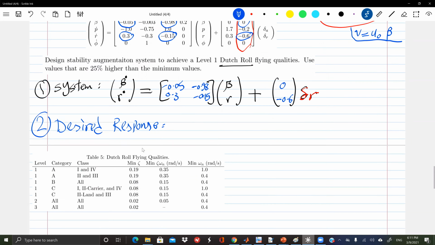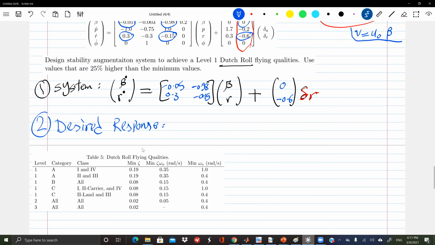Is it equally acceptable to pick the zeta min and zeta omega n min, and then you'd get a higher value for omega n? That's fine. This is the typical approach we do, but the other one is okay. It's perfectly fine.